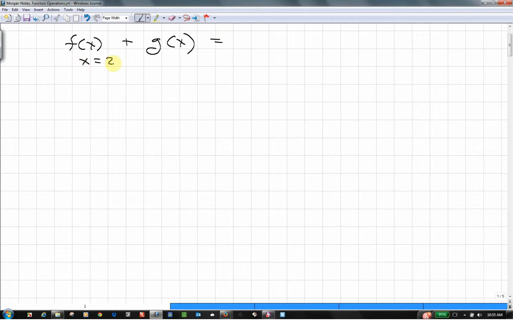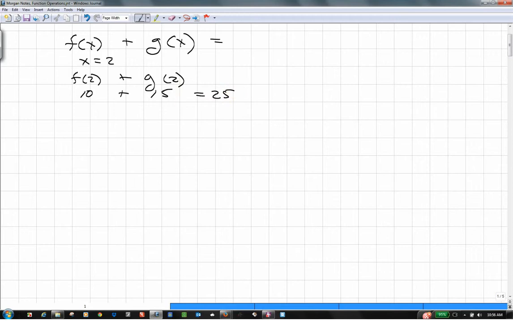Notice they both have the same variable. So what I would do is put 2 into the f equation for x, and then put 2 into the g equation for x, and then whatever this is, this may be 10. The g of x may be 15. When I put 2 in, I get 25. Okay, but there's another way we could do this.